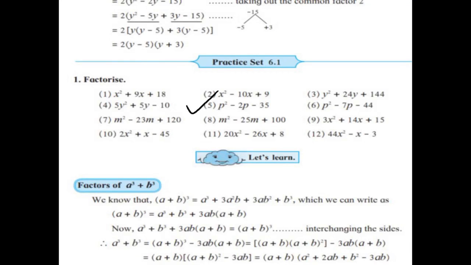p square minus 2p minus 35. First multiply first term and third term, that is p square into 35 is equal to 35p square. Write all the factors of 35p square.